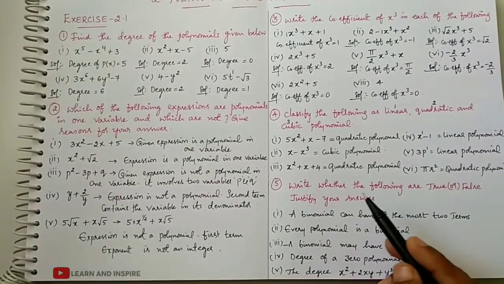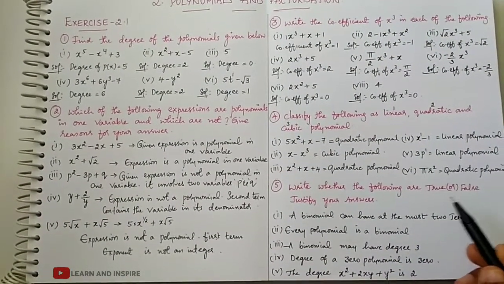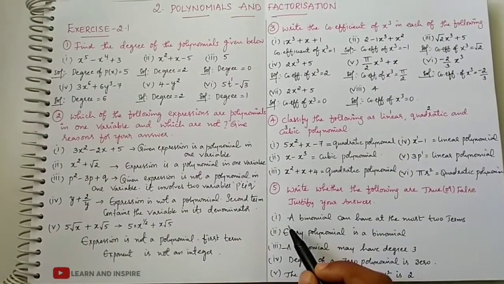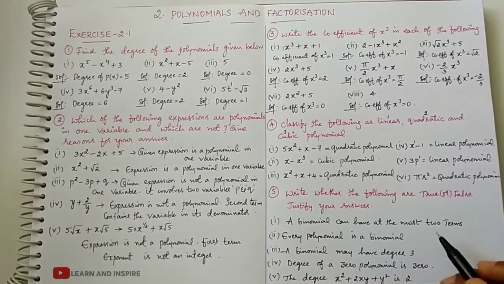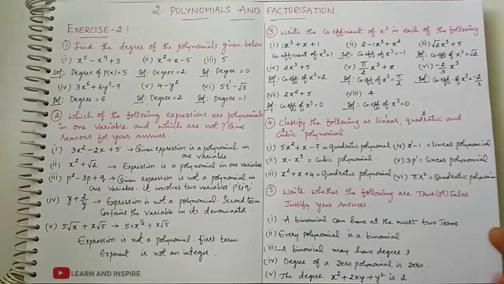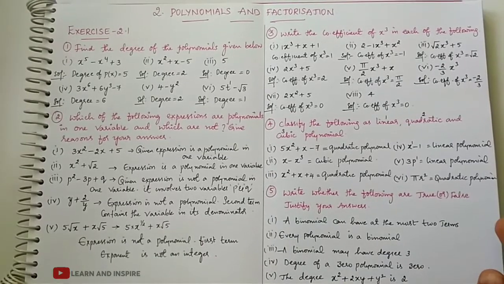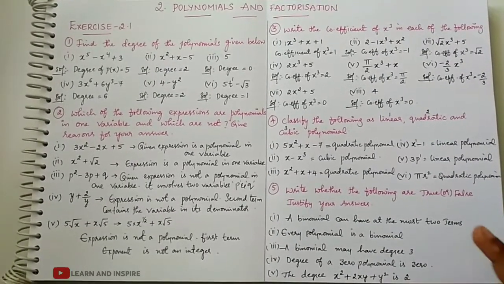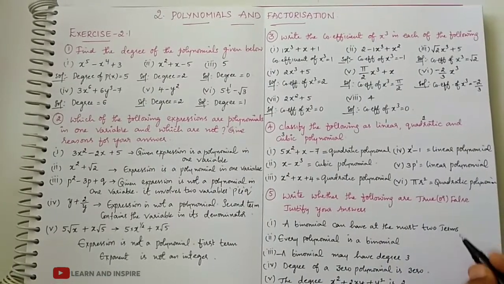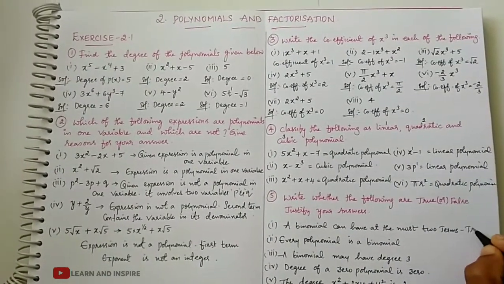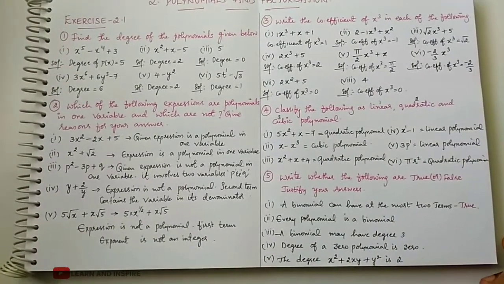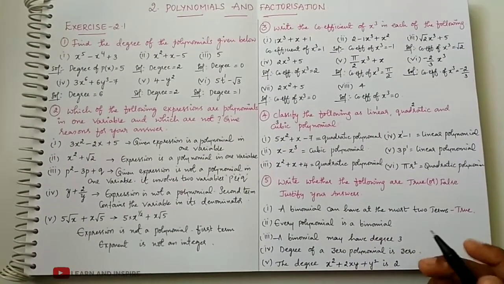Question number 5. Write whether the following are true or false. Justify your answer. First one, a binomial can have at most 2 terms. Is it true or false? So a binomial has how many terms? Binomial is nothing but an expression with 2 terms. It's called a binomial. So here a binomial can have at most 2 terms. So it is true.